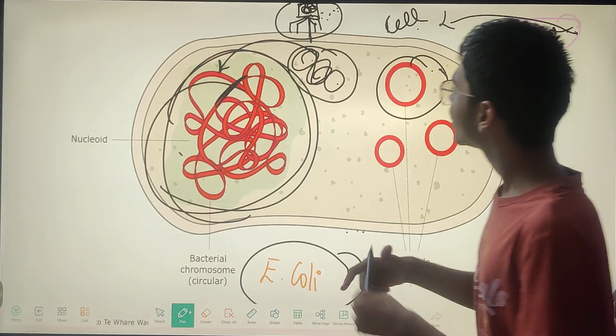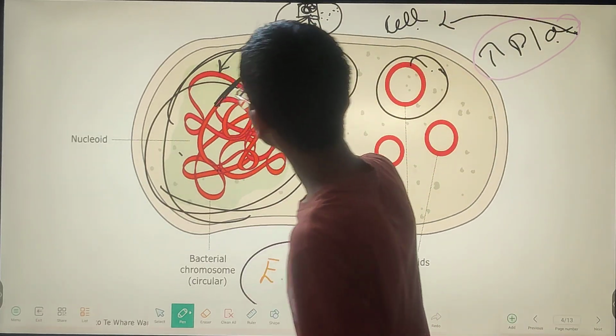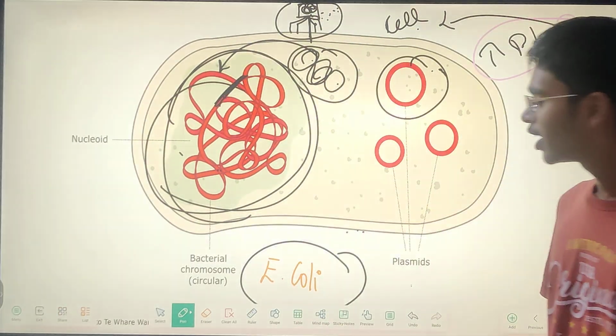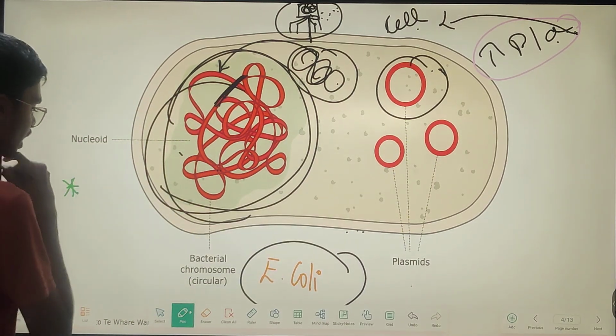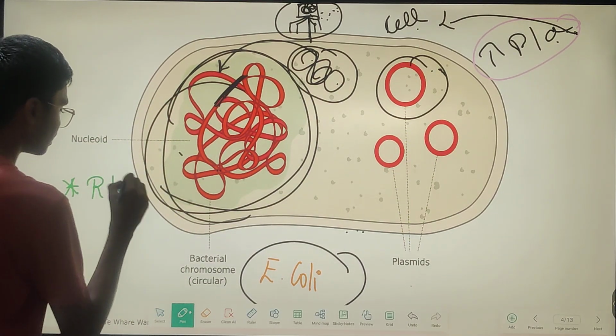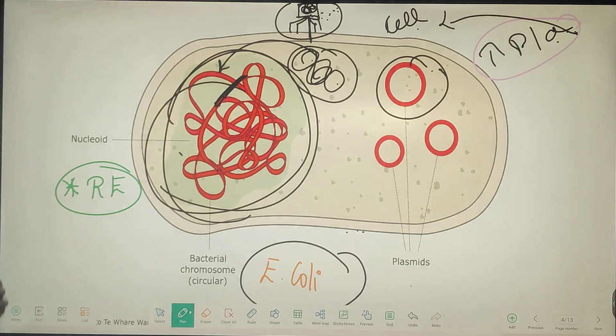It will be in the control of this particular gene. So to protect itself, this E. coli has developed two different enzymes. That is going to be our famous RE, restriction enzymes.